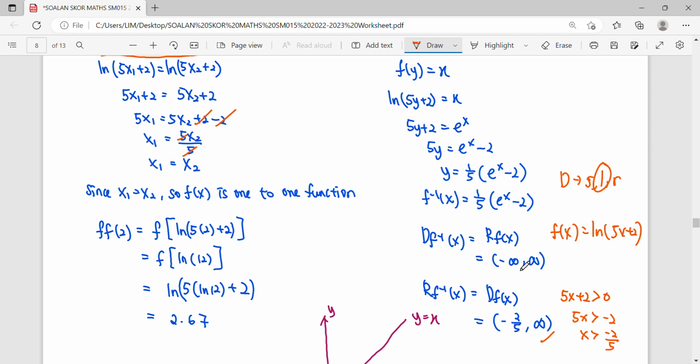Meanwhile, for range, as you notice, the log graph goes from down going up. So it is going up from the bottom, and there is no limit that cuts the function. So for the range of the log function, it is always negative infinity to infinity.